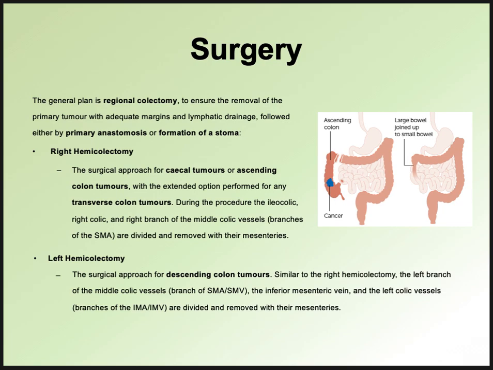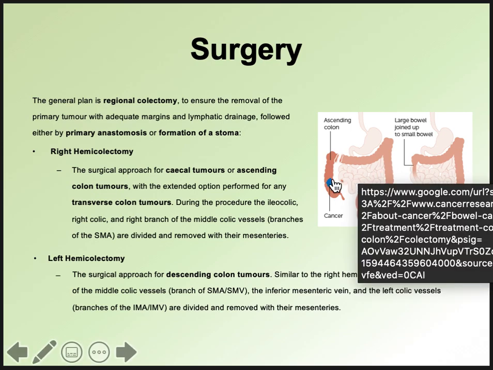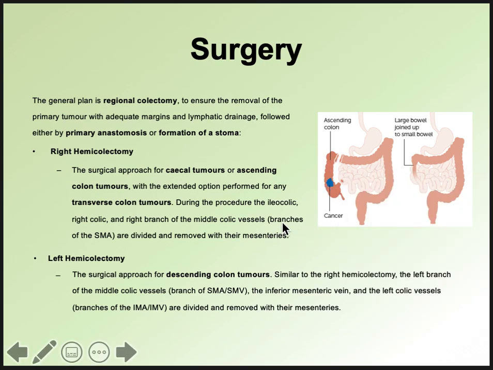In terms of the anastomosis, it will be an end-to-end anastomosis. So you chop out the bit of bowel that has the lesion or the tumor, and you sew the remaining bits together. Now, depending on whether it happens on the right side of the bowel or the left side, it's called either a right hemicolectomy or a left hemicolectomy. So here we've just got a little example. So there's a lesion here in the ascending colon.